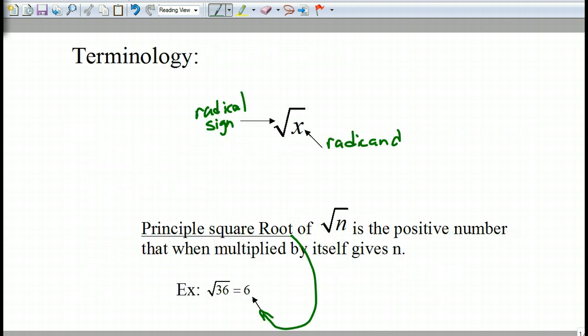A little bit of terminology for you. When you see a symbol like a division symbol with a hook in front of it, that is the radical sign, and the number on the inside is called the radicand. The principal square root is the positive number that is multiplied by itself to get the radicand. The square root of 36 is 6, so 6 is called the principal square root.